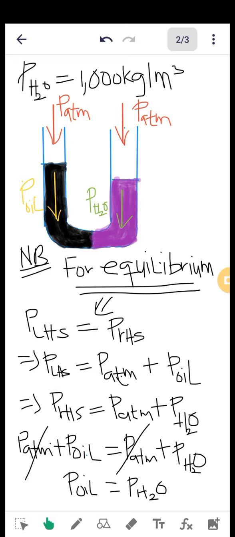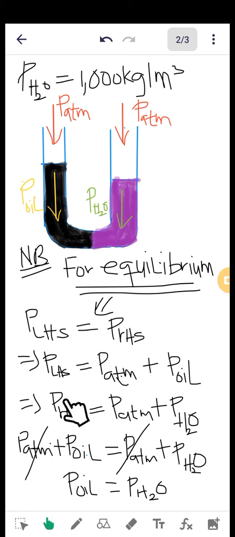And it makes sense because when the pressure of oil is greater than the pressure of water, it means the expansion of the oil affects the water and thereby it will cause the system to malfunction, because the water will ooze out and we will not get a stable equilibrium.